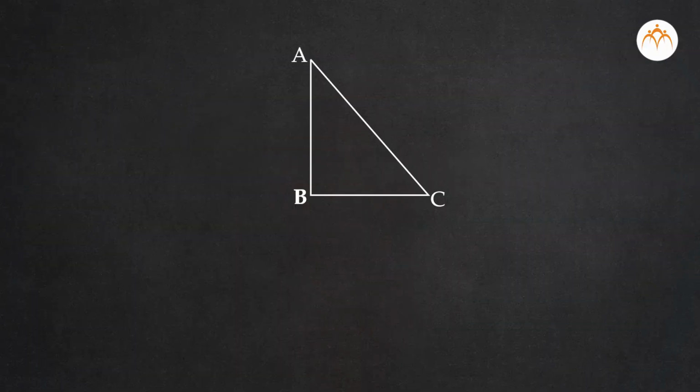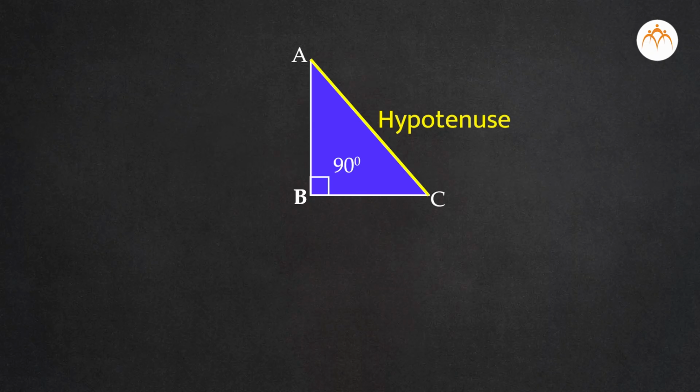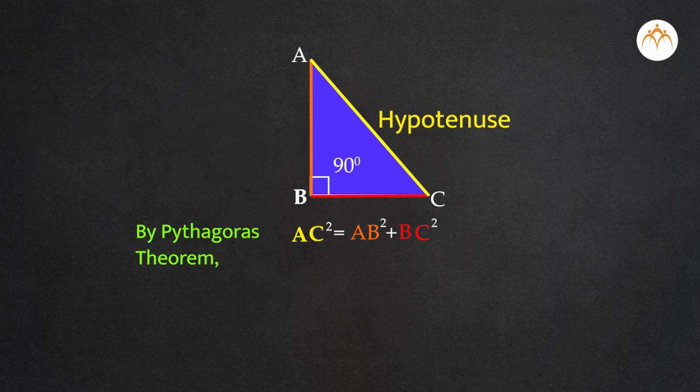Hello students. We have studied the Pythagoras theorem in 7th standard, right? In a right angle triangle, the square of the hypotenuse is equal to the sum of the squares of the remaining two sides. Now, study the figure given below. In triangle ABC, angle B is equal to 90 degrees. Hence, side AC is the hypotenuse. By Pythagoras theorem, AC square is equal to AB square plus BC square.